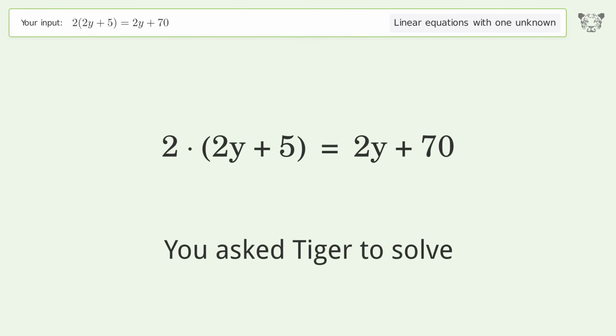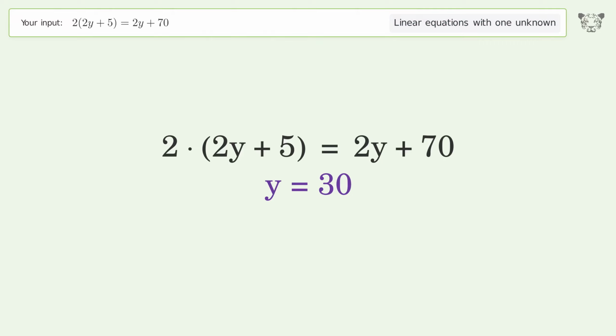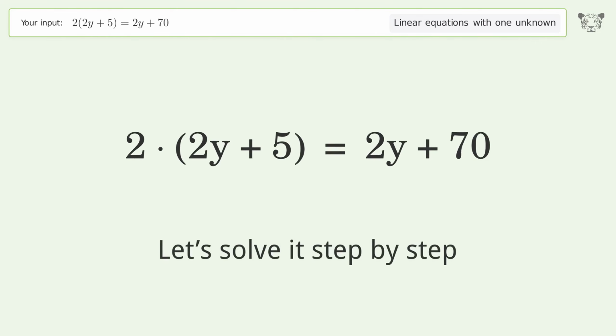You ask Tiger to solve. This deals with linear equations with one unknown. The final result is y equals 30. Let's solve it step by step.